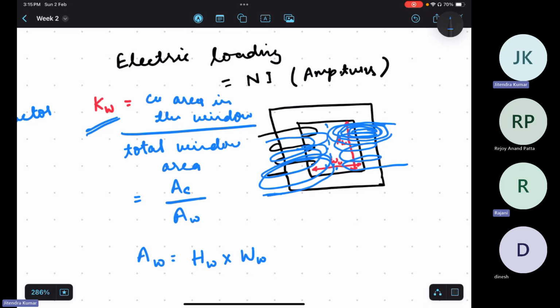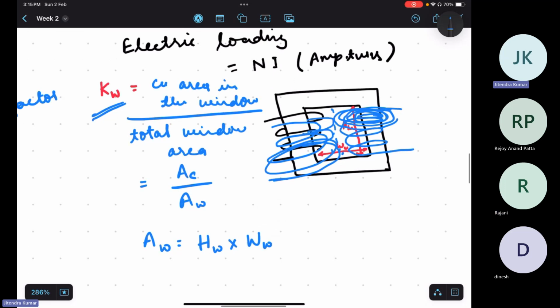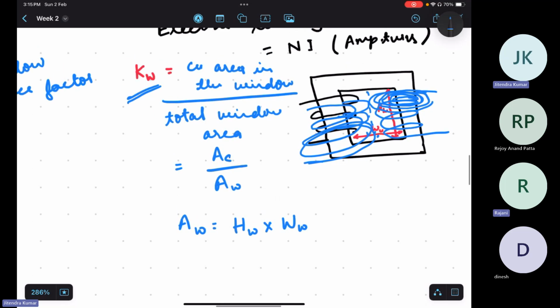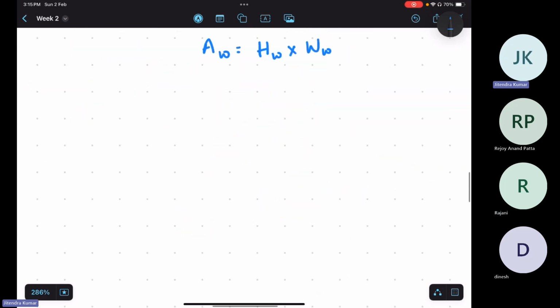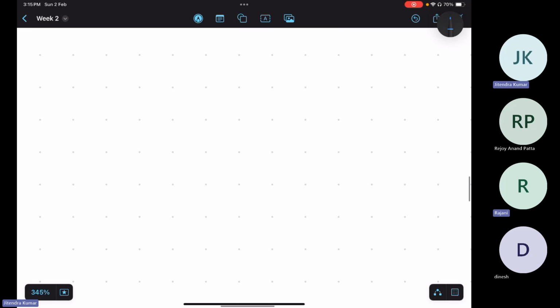Now, what about copper area in the window? We have talked about window area, we have talked about window space factor. Now talk about copper area. So what will be the total copper area in the transformer or winding?